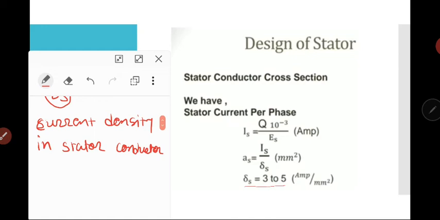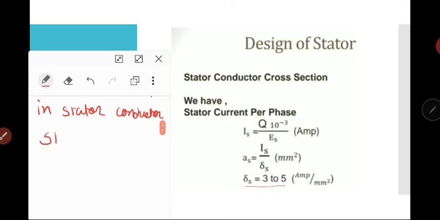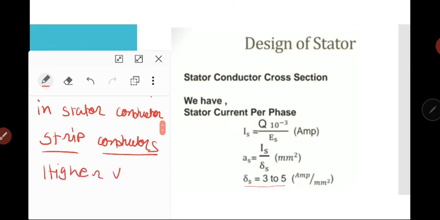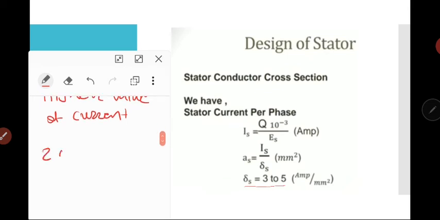For lower values of current, round conductors would be most convenient, while for higher currents bar or strip conductors should be adopted. For the higher currents we should use the strip conductors. At that time the conductor should be adopted as anything above 2 or 3 mm. You can consider the area for 2 or 3 mm in diameter. The use of bar and strip conductors gives a better space factor for the slot.